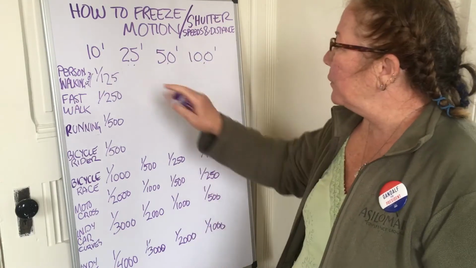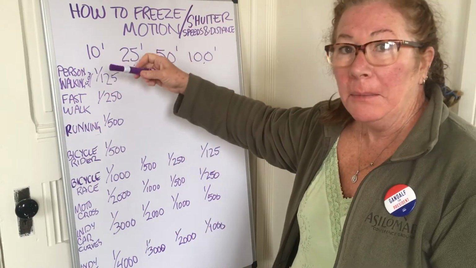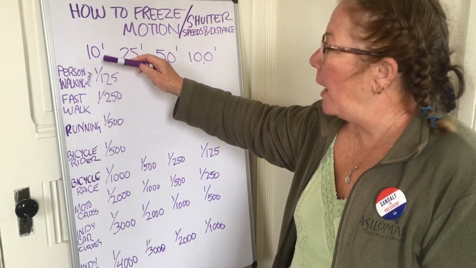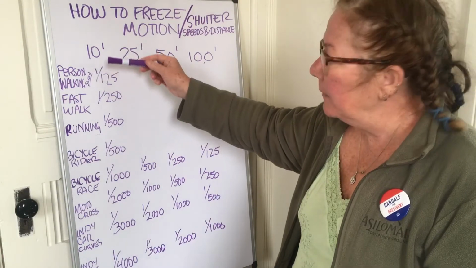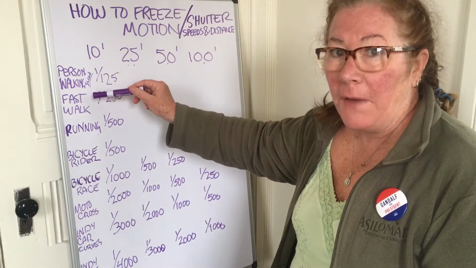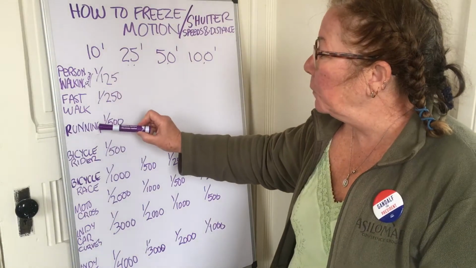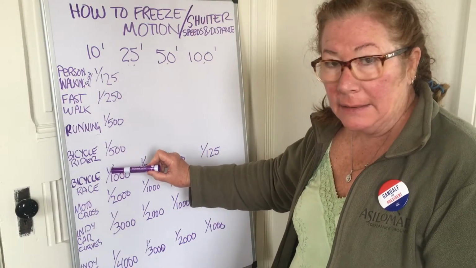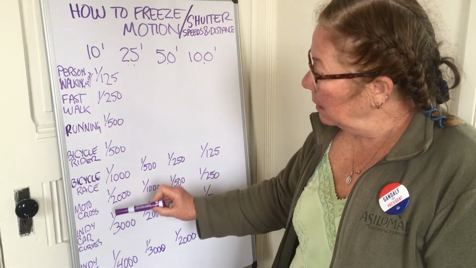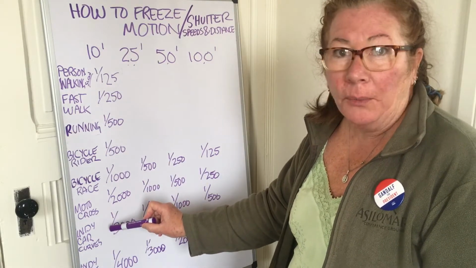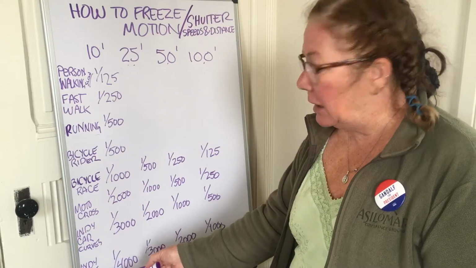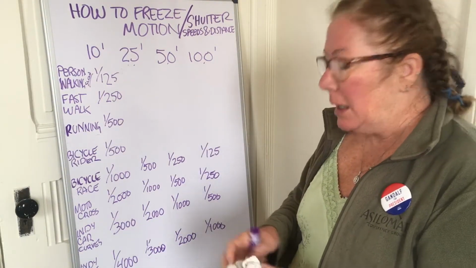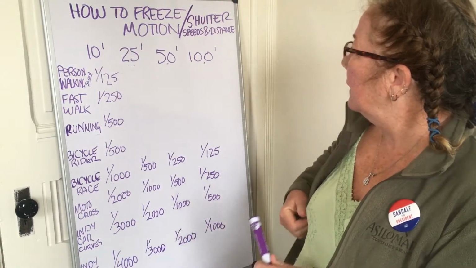And you'll notice I started a little chart here with different actions that you might want to photograph: a person walking slowly, a person walking fast, running, a bicycle rider, a bicycle race, motocross, Indy car race with curves, or an Indy car race straight. Now I started filling some of these in, but I just want to talk to you for a moment about this because I think this is important.